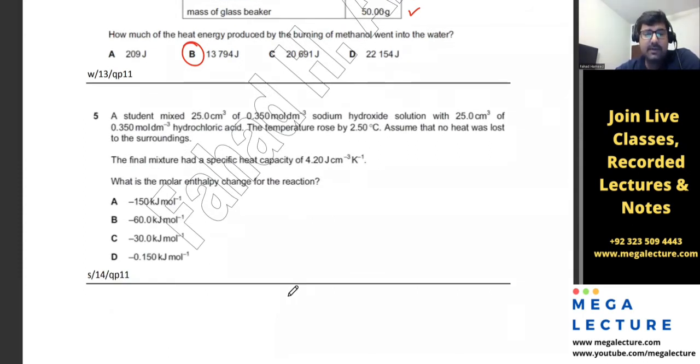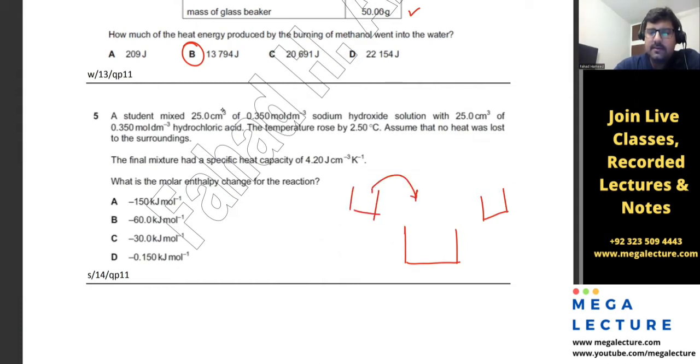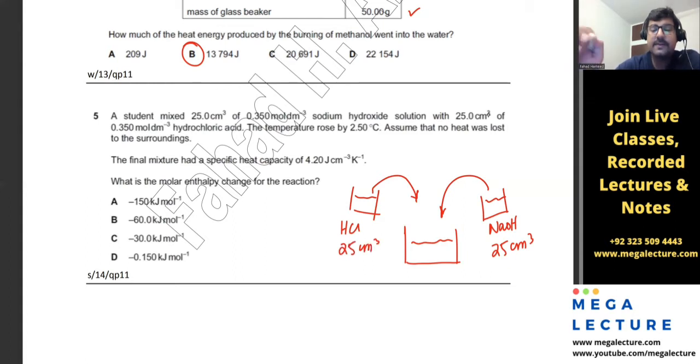And now in this one, what is happening is you're doing a reaction. You've got these two tiny beakers, and both solutions are being mixed, right? So he's taking 25 cm cube of 0.35 mole per dm cube NaOH. There's one beaker that contains NaOH, and it has a volume of 25 cm cube. And there's another beaker which contains hydrochloric acid, and that has a volume of 25 cm cube as well. So there's this other beaker containing HCl, and that is also 25 cm cube.